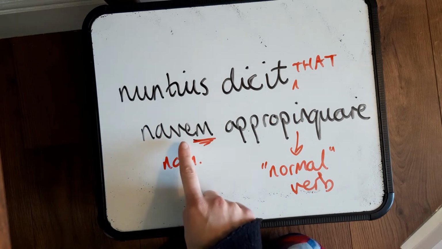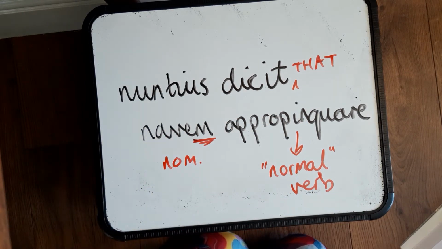The messenger says that the ship is approaching. So the ship there is doing the action even though it's accusative, which obviously breaks all the rules that I've ever taught you. But unfortunately, that's the way the indirect statement works. For some reason, the accusative becomes the subject of the clause.